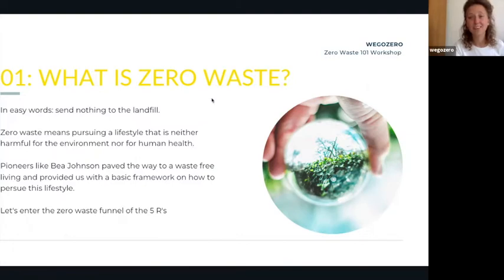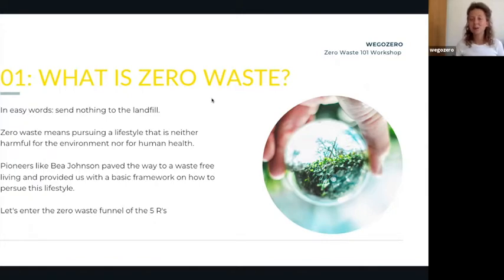The first one and the last one. And the first one we should do the most often. What could that be? That's the second one, reduce. Okay, I will tell you the first one. It's refusing. So this we should do the most often. Refuse single-use plastic. Refuse plastic packaging in general. Refuse plastic bags. Refuse anything that we don't need.